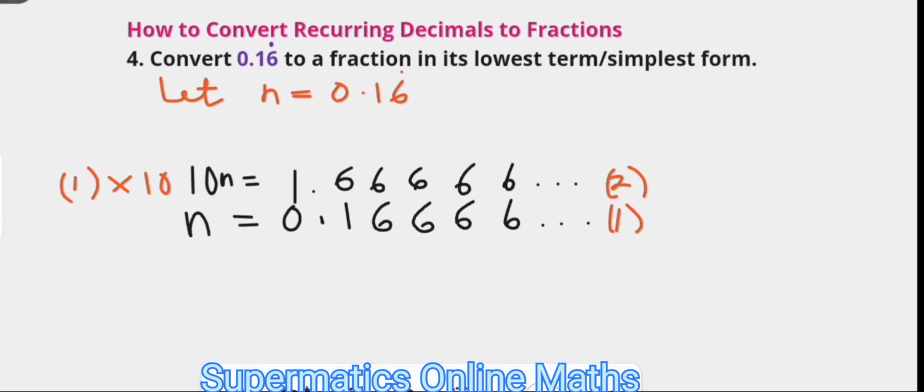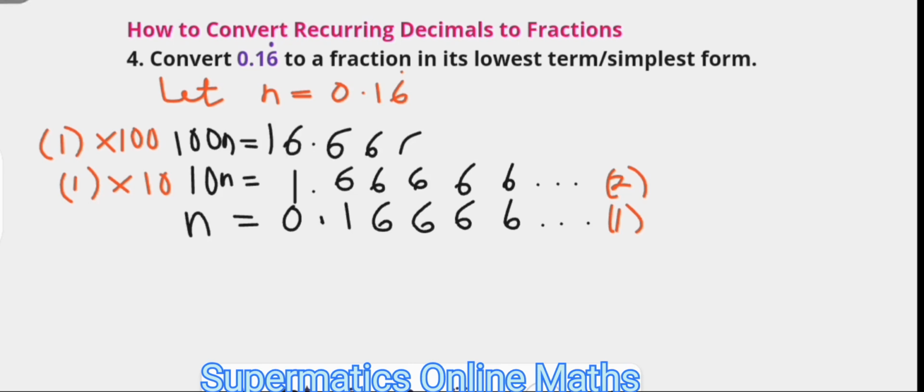The digits do not align here, and so we move on to multiplying it by 100. That gives 100n to be equal to, moving 2 places to the right, we've got 16.66666 that continues on like that, giving equation 3. Here, equation 2 and 3 align very well. And in that case, we're going to remove equation 1 and subtract 2 from 3.